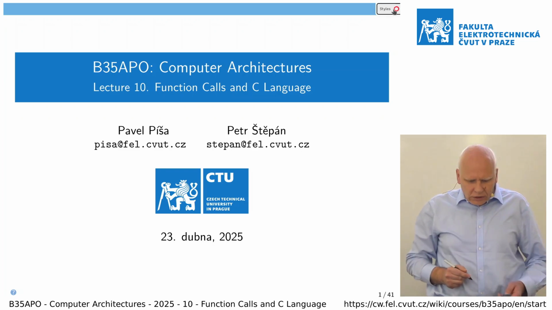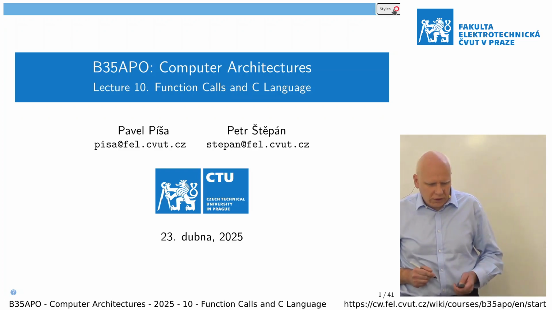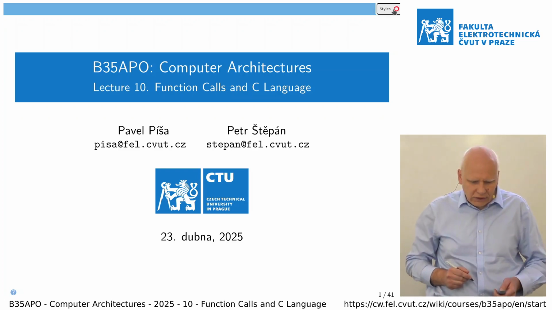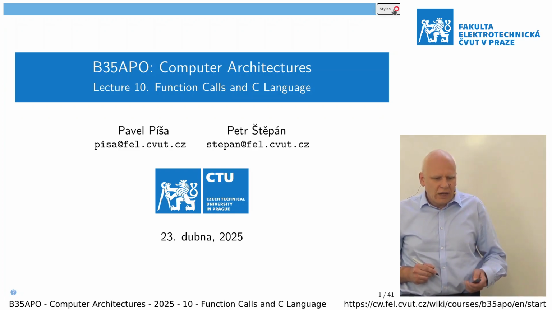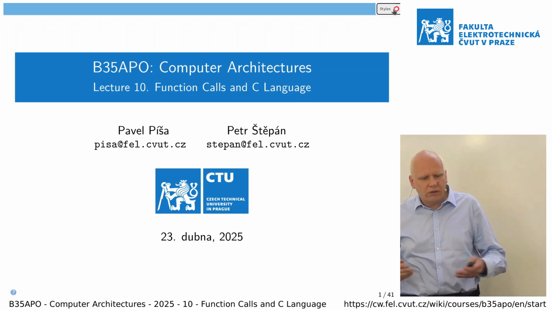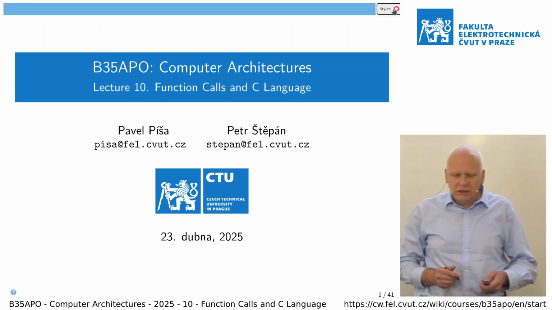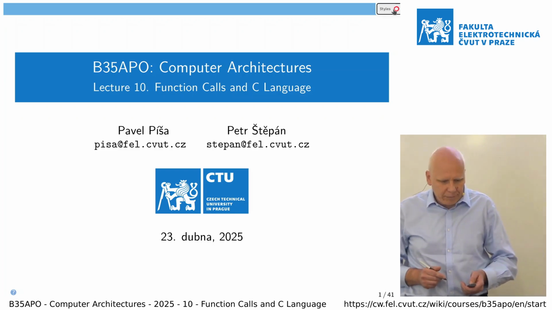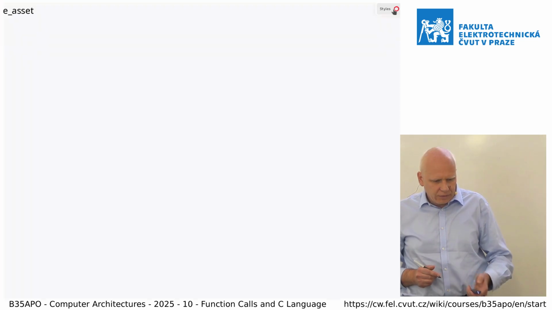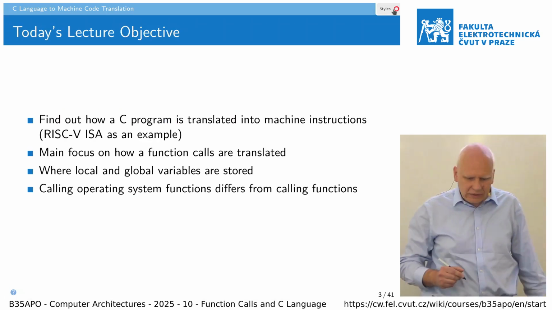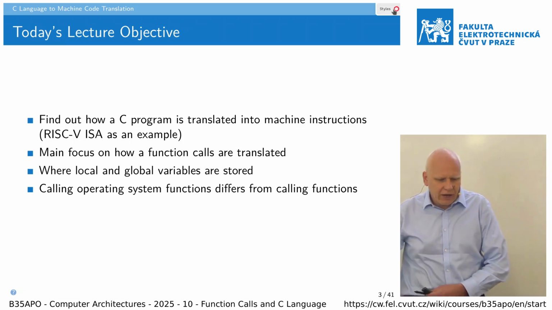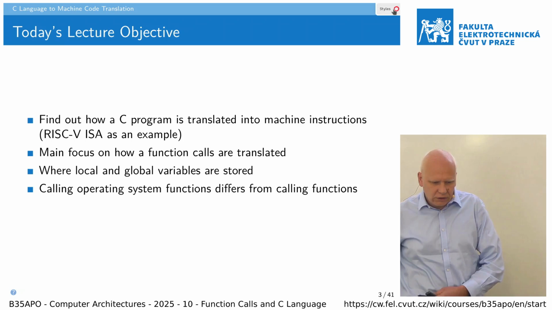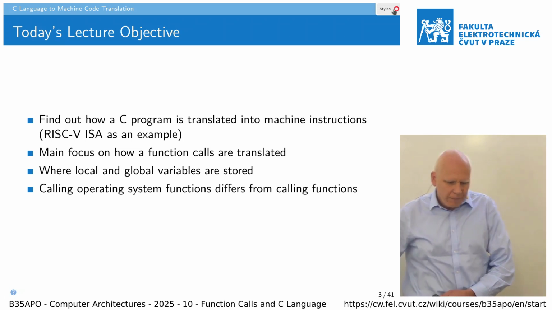Good afternoon. I invite you to lecture 10 from the Computer Architecture course, and the topic of today's lecture is function calls and calling of the services of the operating system. We start with the RISC-V architecture as the model to show how the functions are called.